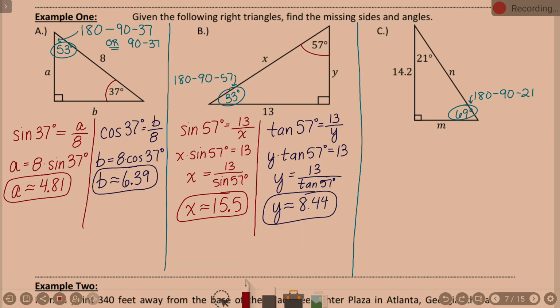Okay. Let's find M or N. I found M first, and because they gave us adjacent, I used tangent.